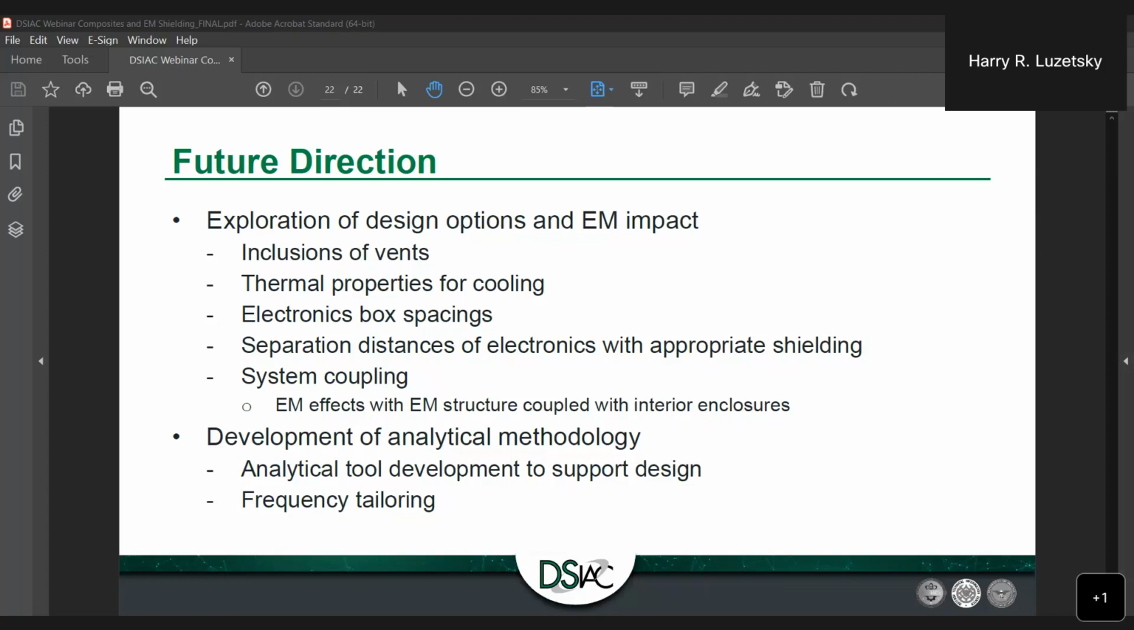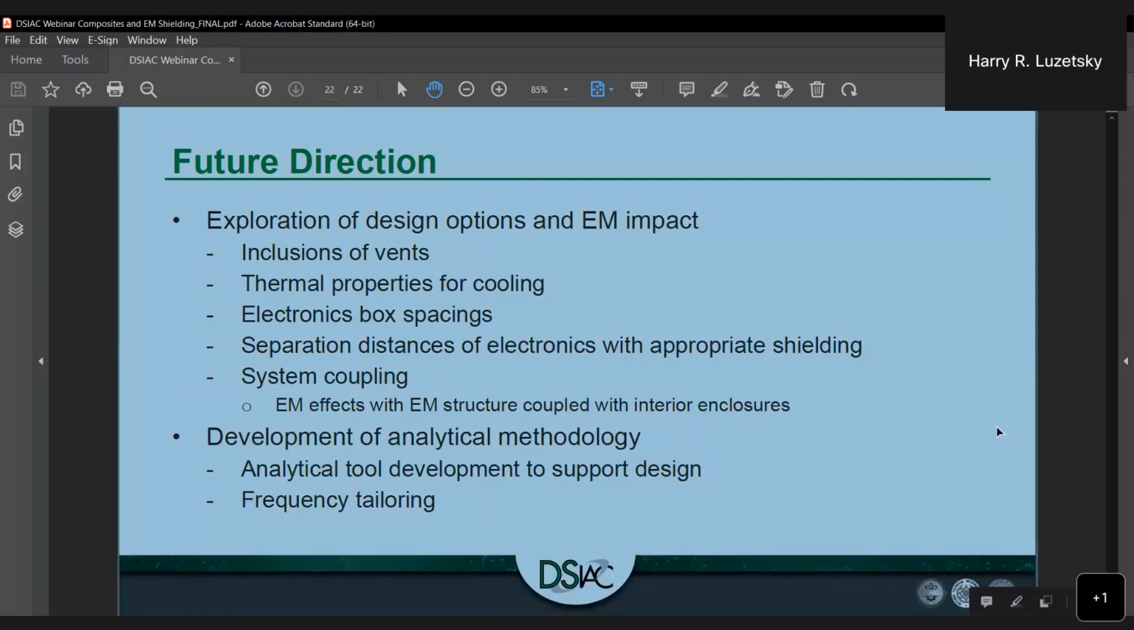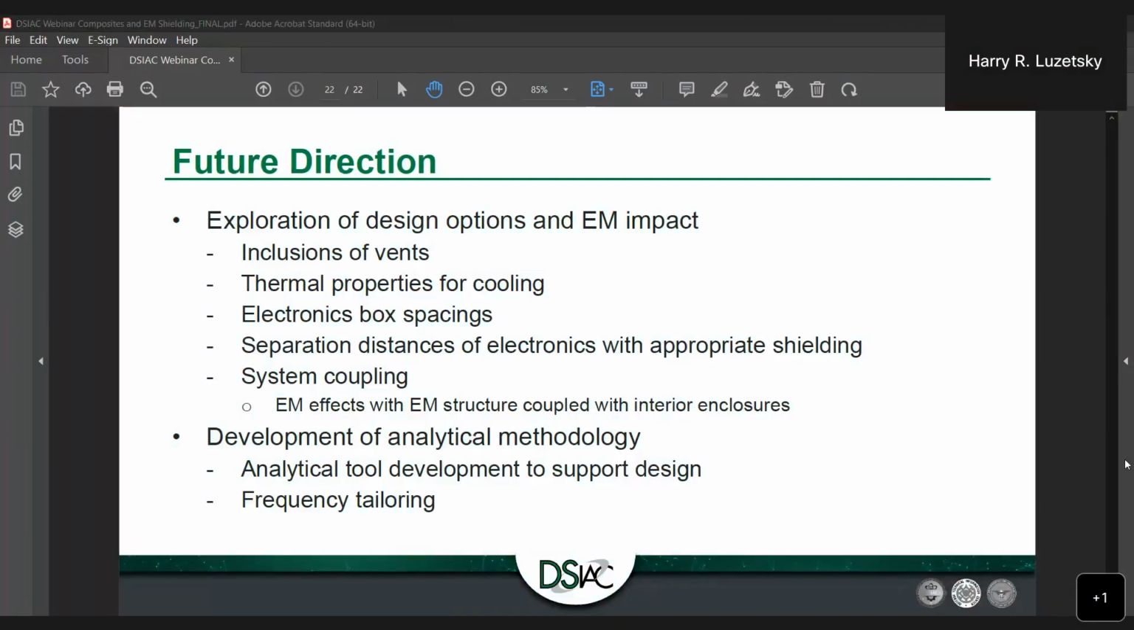So that's some of the areas that we're looking a little further into for development of both this material as well as some other areas that we're looking at for electromagnetic shielding. And I think that might be it. Yeah, I think that covers it.